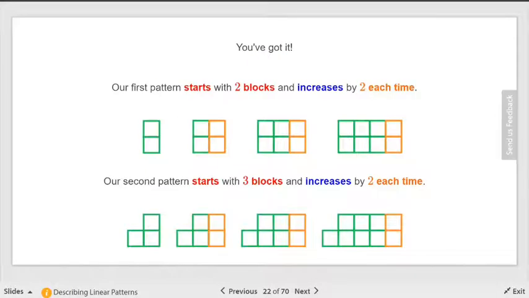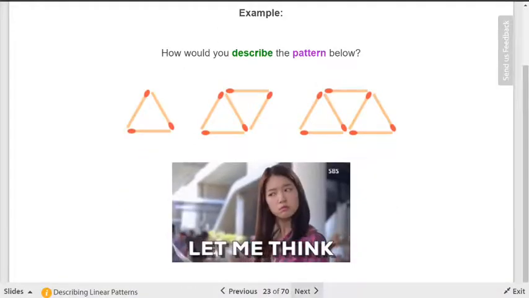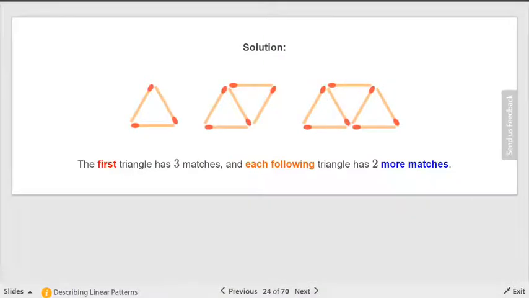All right. So again, they're just explaining that. See this pattern. How many matches on the first one? 3. And then the second one? 5. Then? 7. So it's going up by 2 every time. You bet. Excellent. So each one has 2 more.